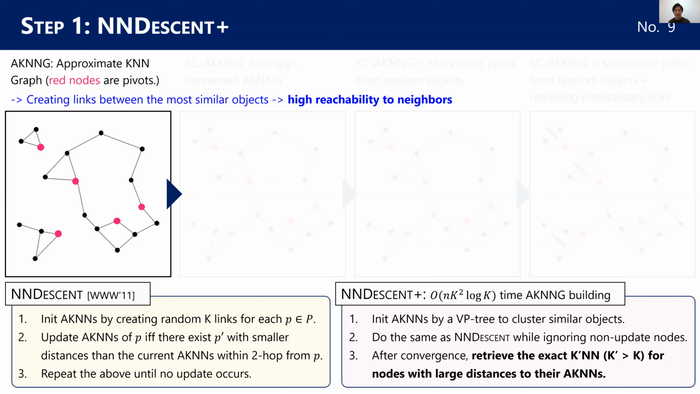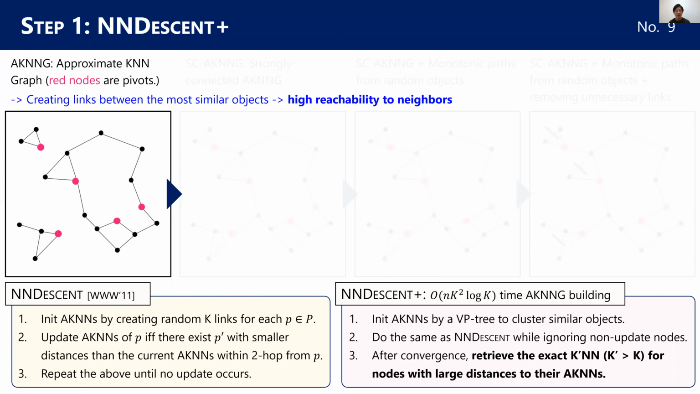From a random graph, this algorithm iteratively updates approximate k-nearest neighbors of each object by computing distances to the objects existing within two hops. This is done until updates are converged. We extended this algorithm to further improve the efficiency. Random links actually delay the convergence, so we used BP-tree-based data partitioning to have accurate initial links.